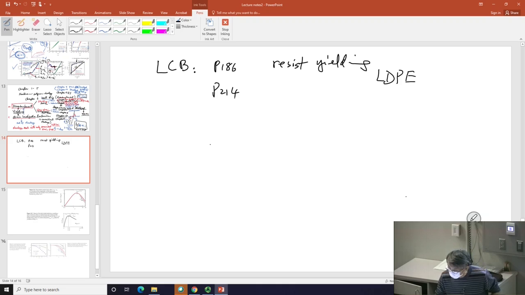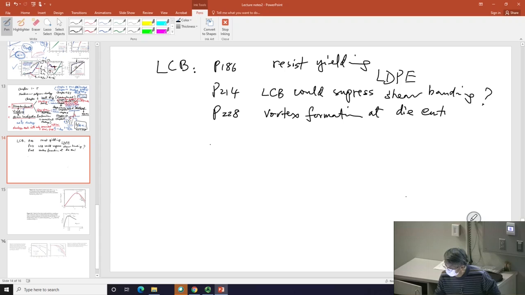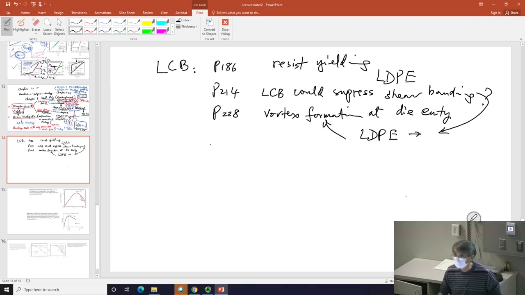here. One question is about whether long chain branching could suppress shear banding or not. So that's not something we have done, but it's something in our mind, and it's further indicated on page 128 when we talk about vorticities, vortex formation at the die-entry. There is a suggestion that LDPE gives you vortex formation because it suppressed shear strand localization that would occur in linear chains.